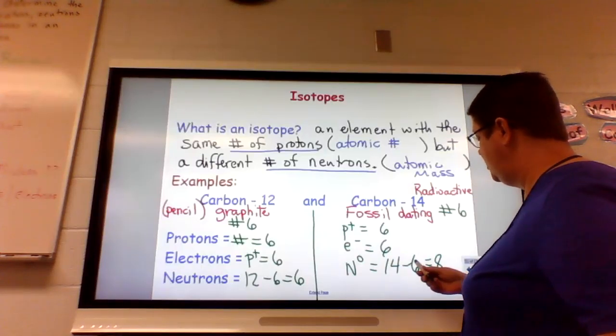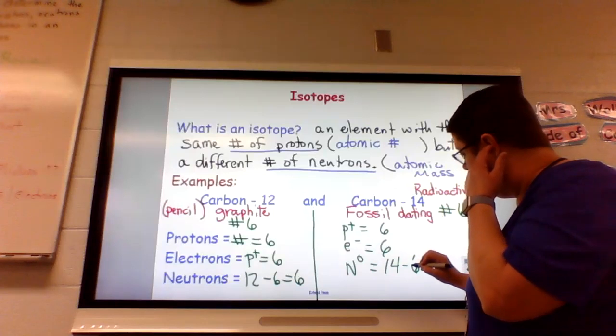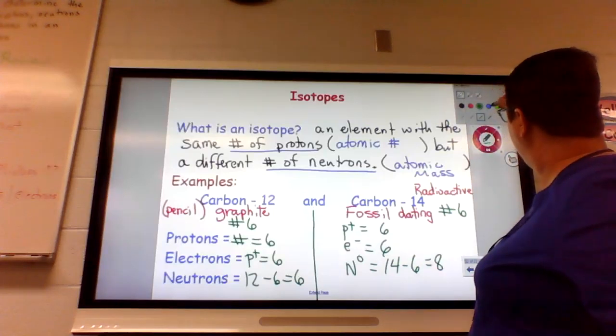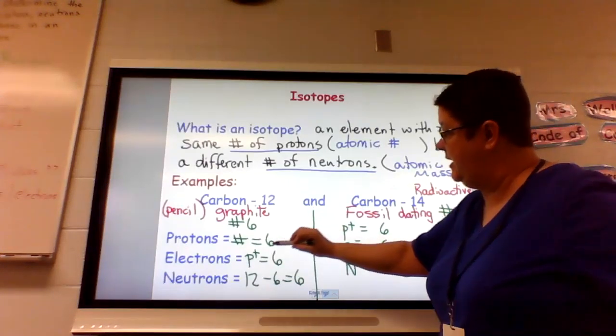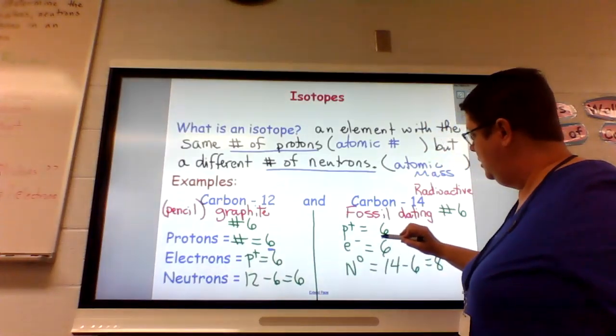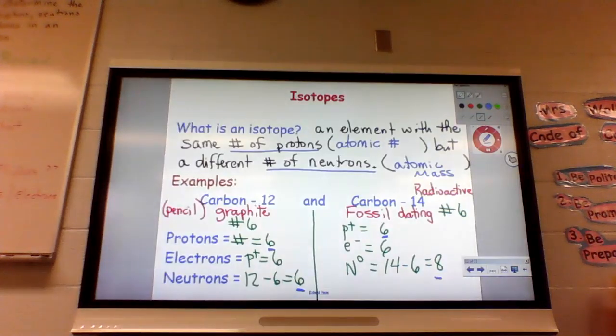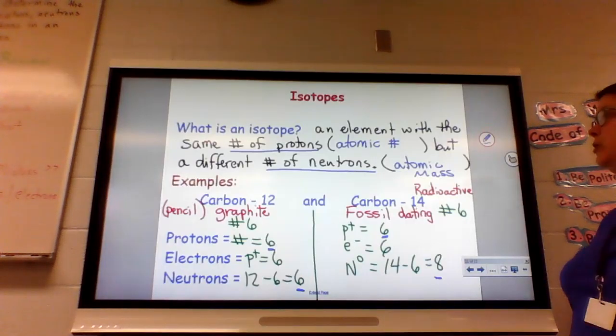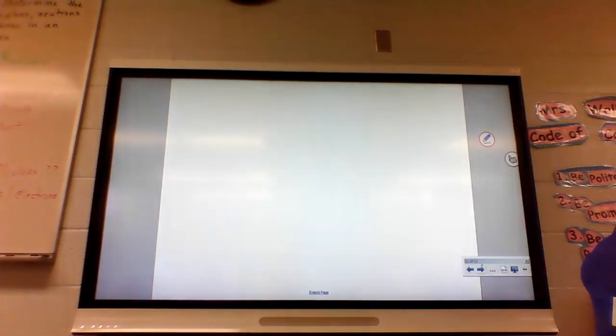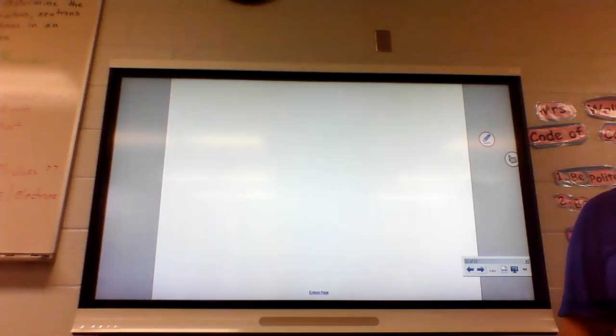All right, so can everybody see that the protons stayed the same at 6, and the neutrons went from 6 to 8? Everybody see that? So the protons don't change, and the neutrons are different. Now, how is this important to us, though? This is where it drives people crazy. A minute ago, when she was looking at the periodic table, she's like, Ms. Wall, the numbers are different.